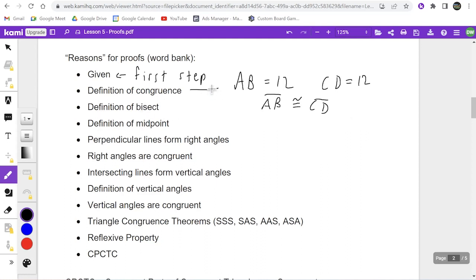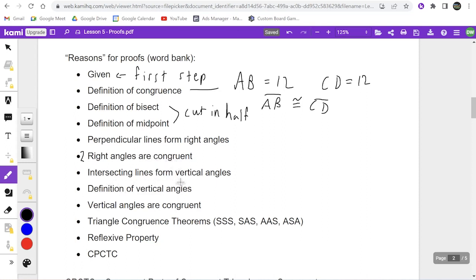Definition of bisect just means cut in half. Midpoint is an extremely similar concept. Both of these basically mean the same thing. It cuts it in half. Okay. Perpendicular lines form right angles. That's just a true statement, and you're going to use that whenever you have perpendicular lines. Right angles are congruent. This is saying two right angles are congruent. I'll even put a 2 in there. Two right angles are always congruent.